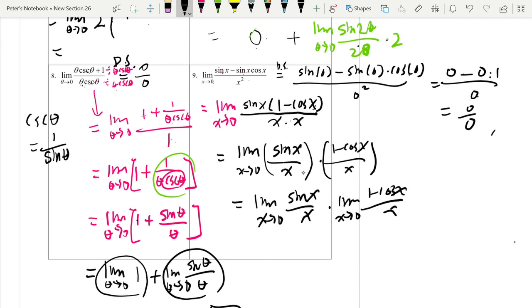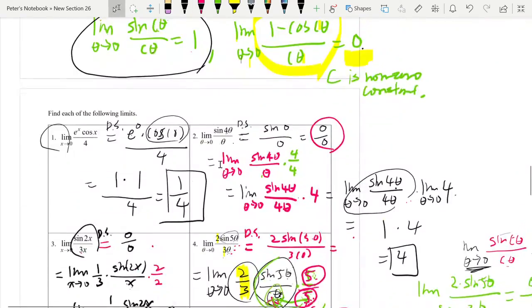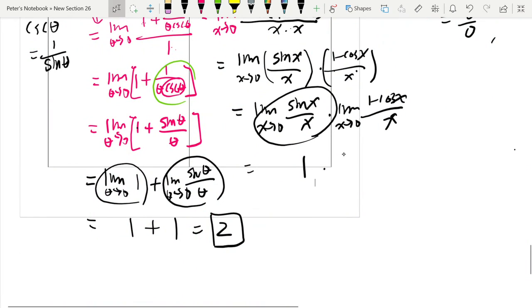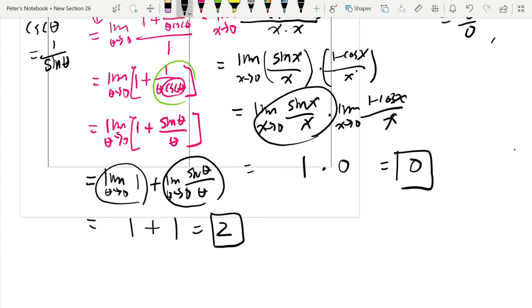How can I do that? Because I know each of these limits exists. What is this guy, folks? Is this going to be equal to 1 from what we learned from today's lesson, yeah? This guy. And then what is that second guy? That would be 0. So you have 1 times 0, where the answer is 0. End of the story for that.